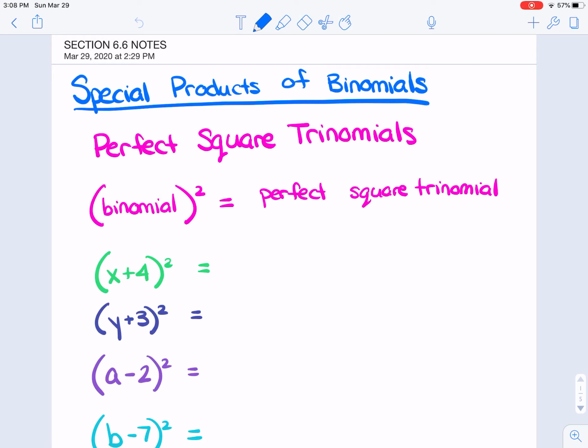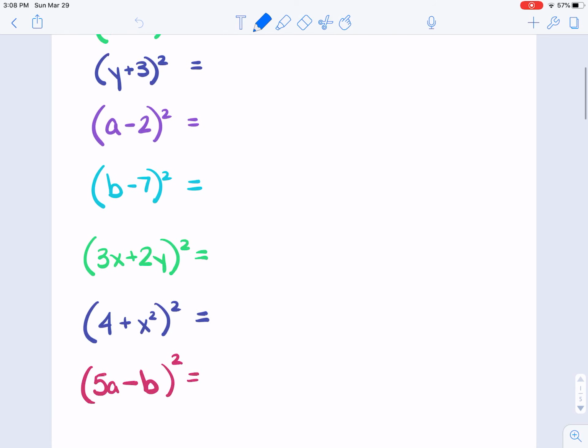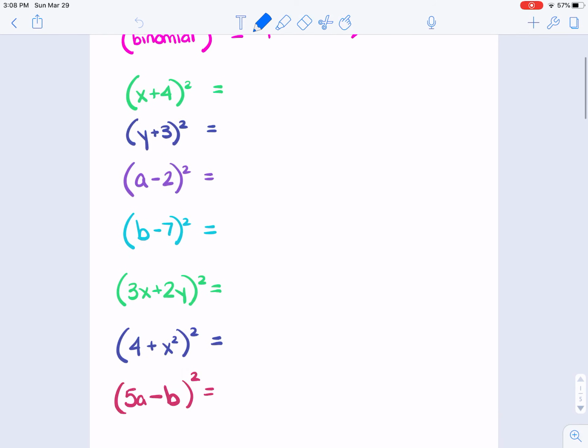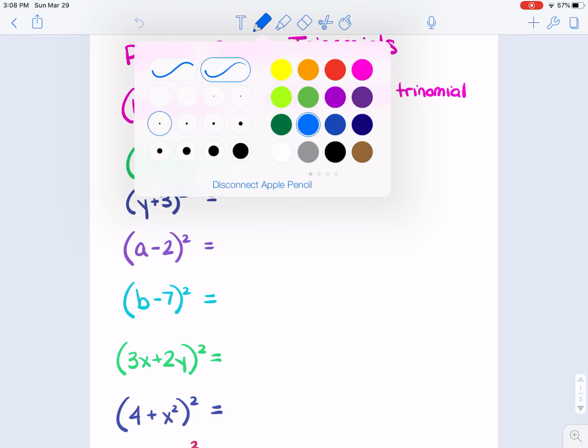Okay, so the first special circumstance is for perfect square trinomials. Perfect square trinomials are created when you have a binomial that is being squared. Here I give you a bunch of colorful examples of what it looks like when you have a binomial and you are squaring it. So I'm going to show you the shortcut. Every single time that you do this, you are going to create a perfect square trinomial. Remember that a trinomial has 3 terms to it.